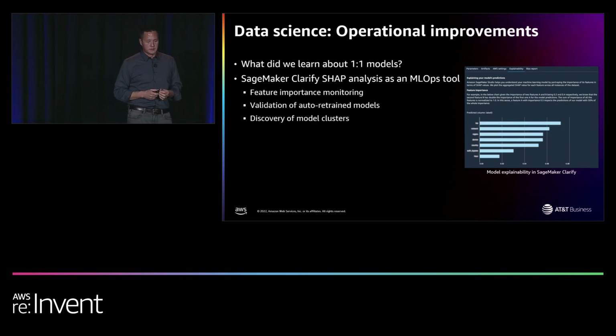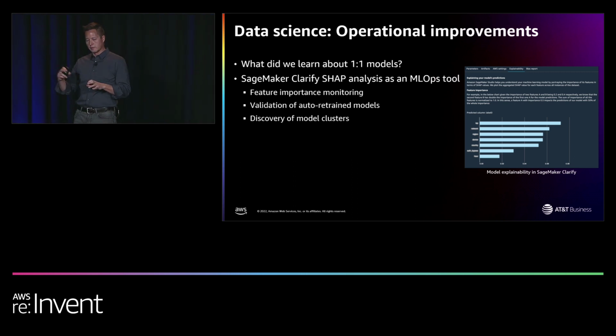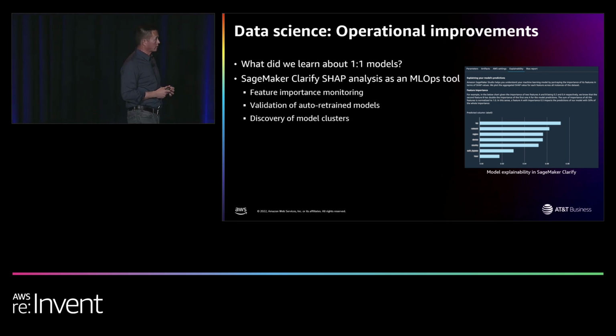So why don't I go back to 2 ideas that we talked about earlier. The first one was this idea of having one model per customer per event type. And then the other idea is of using SHAP and SageMaker Clarify as a machine learning operations tool, as an ML ops tool.